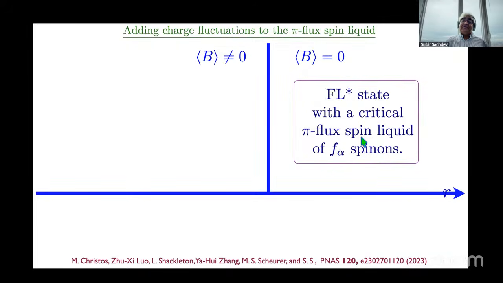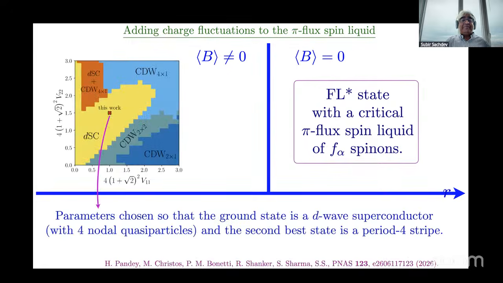As a function of R, when it's positive, there's no condensate, and you get the FF star state with the pi flux spin liquid, which would then confine at low temperature to the Néel state. When R is negative, you can get a variety of phases depending on these higher order Landau couplings. In particular, you can choose parameters so that you see exactly the phases seen in the cuprates. That includes, in particular, D-wave superconductivity.